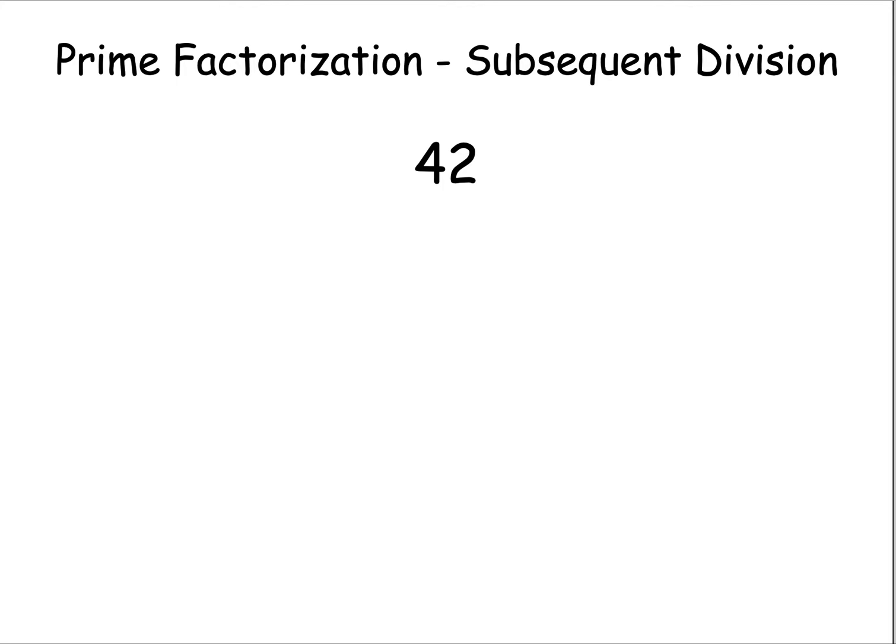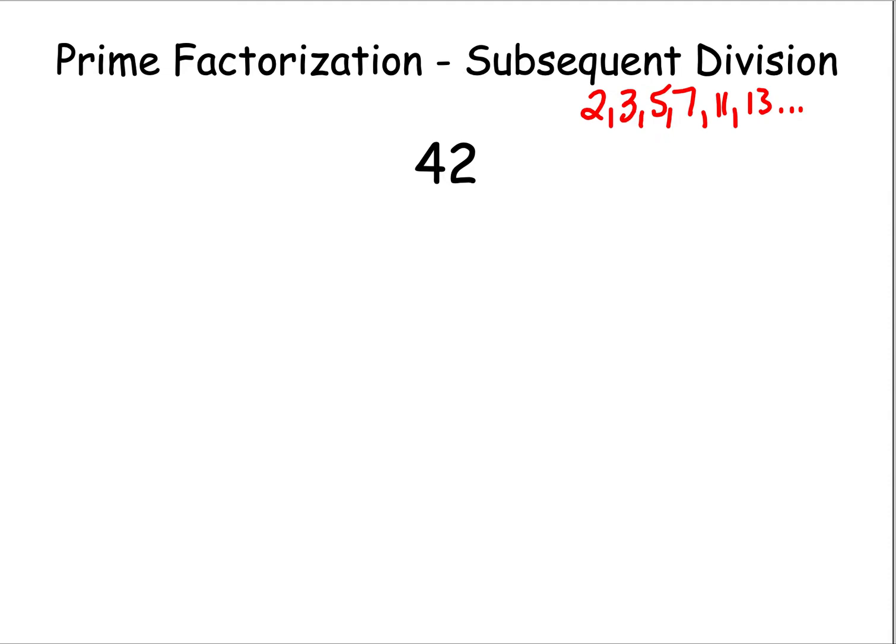So let's take a look at a second strategy for prime factorization. We call this one subsequent division. Again, you're still going to want to know your prime numbers. So 2, 3, 5, 7, 11, 13, and then I know that list can go on.